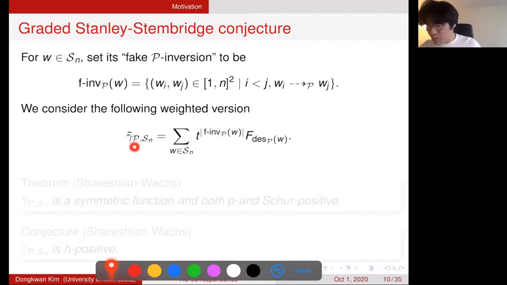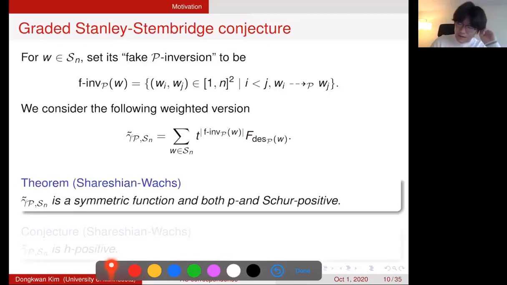Now we consider the following weighted version, where the weight is t to the power of the number of fake P inversions. Then the theorem of Shareshian and Wachs is that this is also a symmetric function: each coefficient of t to the n is a symmetric function, and both P and Schur positive. It's kind of stronger because you split the usual generating function into pieces by the grading.